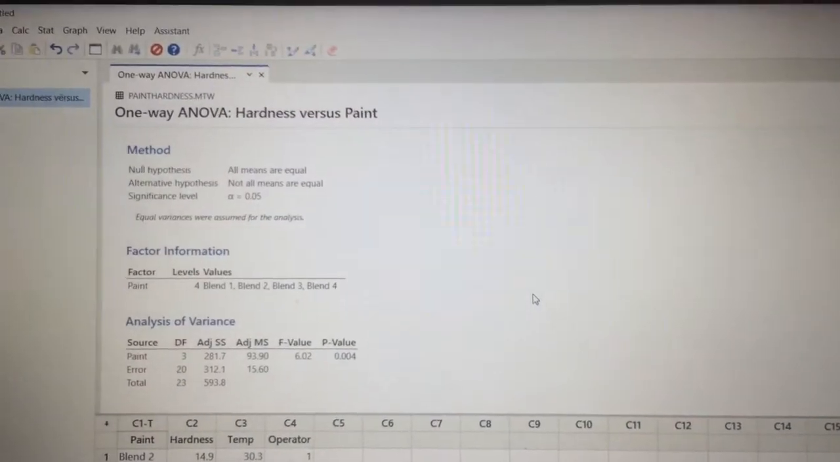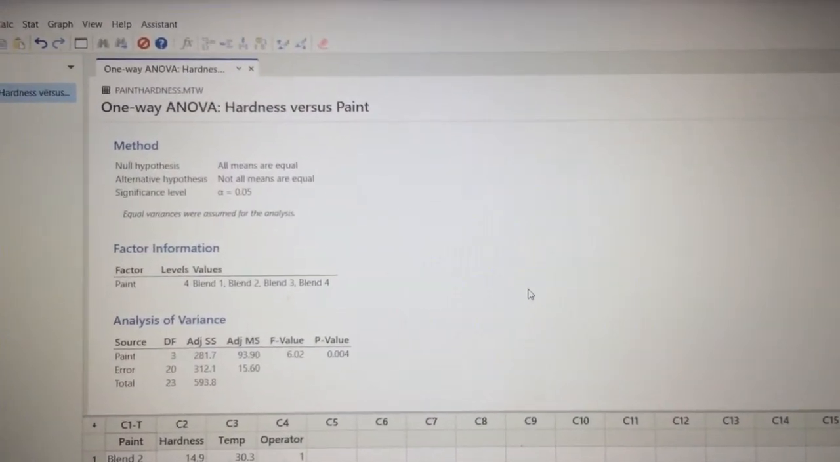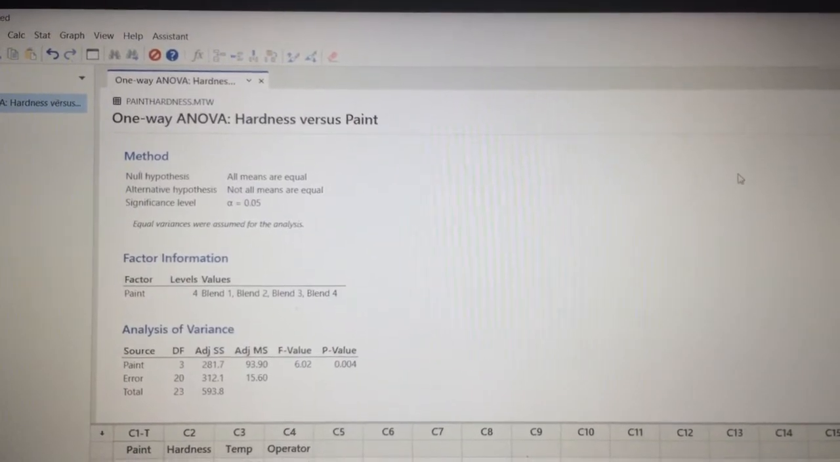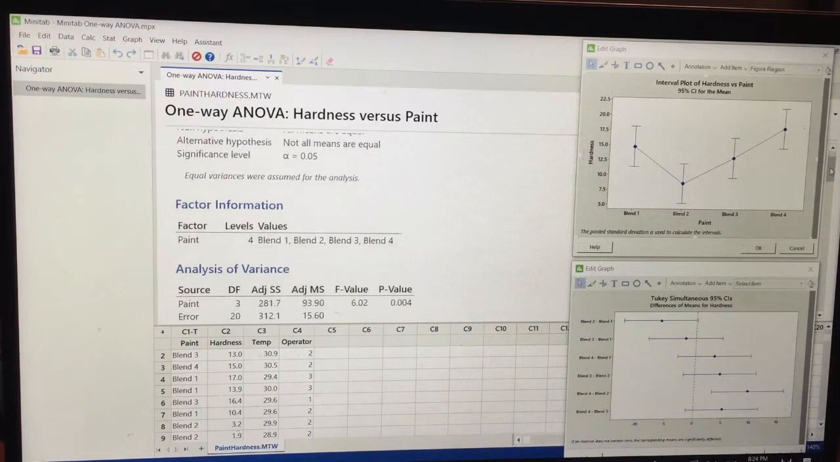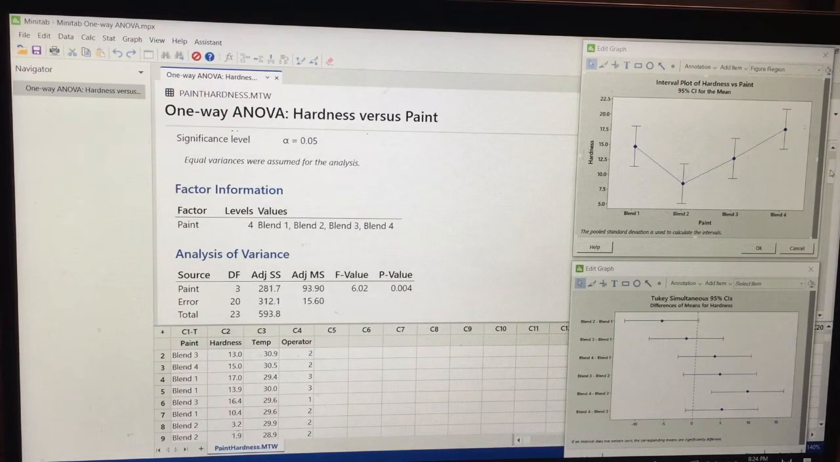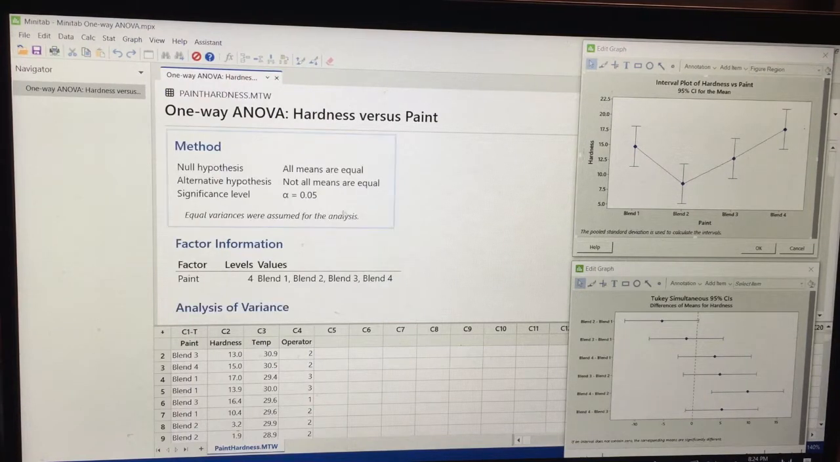Now we have our One-Way ANOVA: Hardness versus Paint. We are now going to interpret the data. The results indicate that the mean hardness values of the 4 different paints are not all equal. The p-value is 0.004. It is less than the significance level of 0.05. So some of the paints have different means. Therefore, the null hypothesis can be rejected.